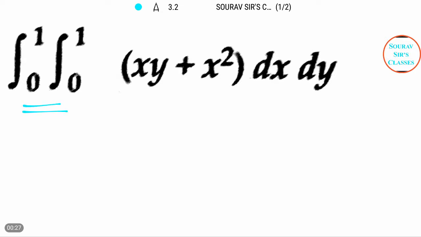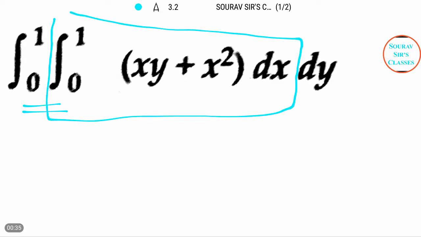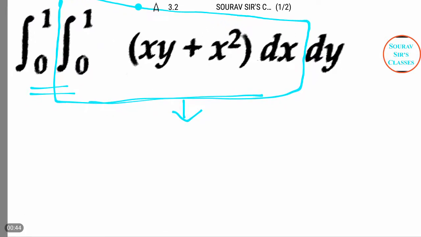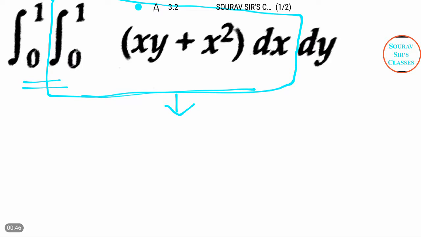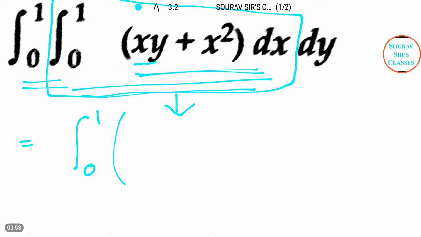So now let's start. In this sum, we will first do the integration of this part, and then we will do the integration on the result that comes after integrating this part. So we can write this equals integration 0 to 1, and from this part we can write xy with respect to dx.